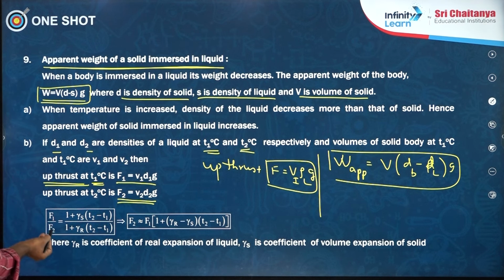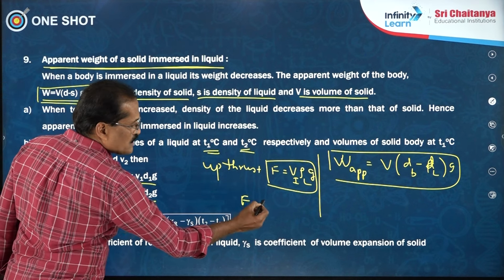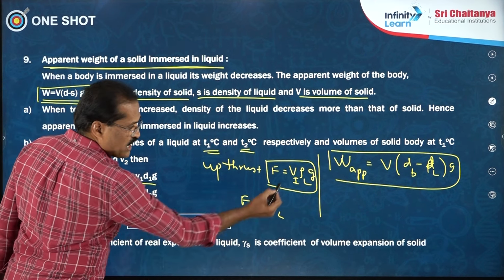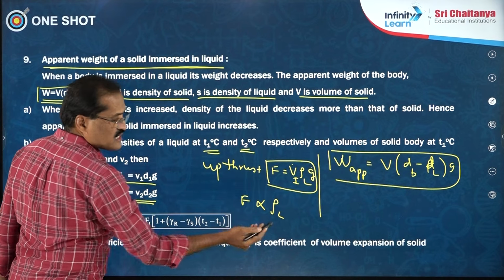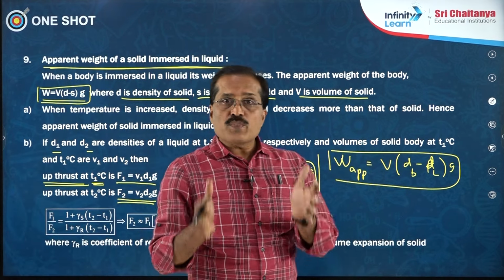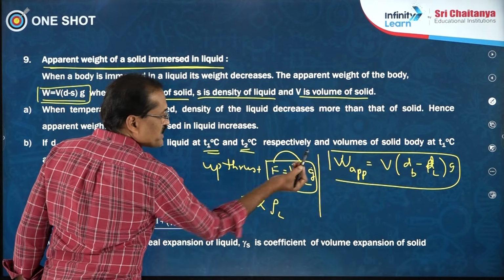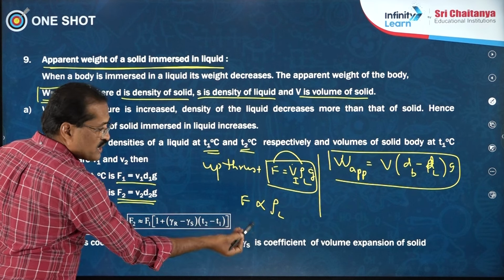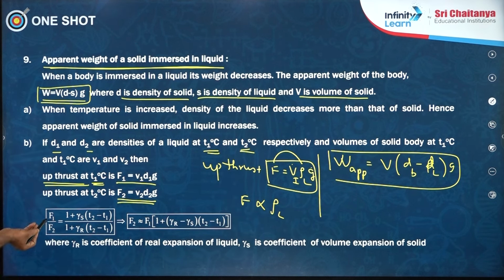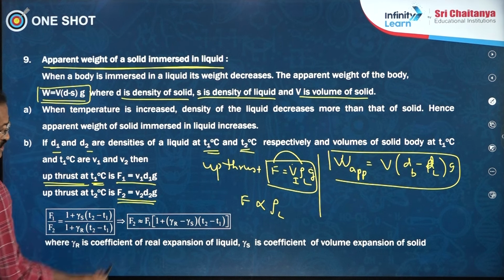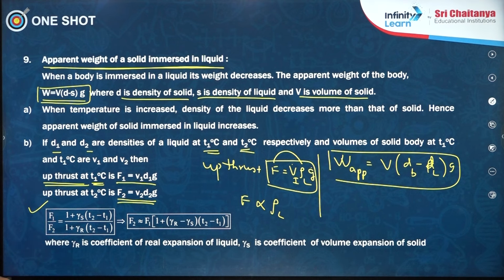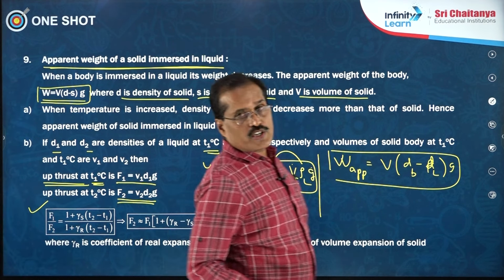From that, how to calculate here? F1 by F2 is equal, because you know buoyant force depends upon density of the liquid, assuming that G is constant. If the expansion of the body which is placed in the liquid is ignored, then it only depends upon the density of the liquid. So, density of the liquid varies with the temperature, and accordingly the buoyant force also changes. Now, buoyant force at the second temperature is equal to 1 plus gamma S into T2 minus T1 by T2 minus T1 in this one, and you can substitute that here, F2 is equal to F1 into this. Okay.